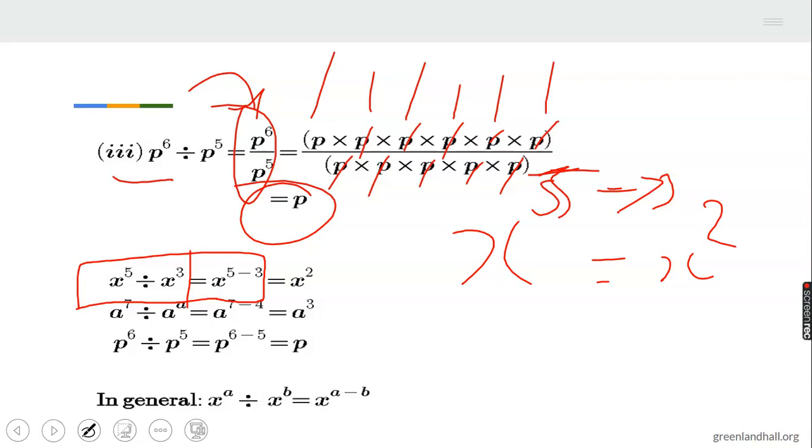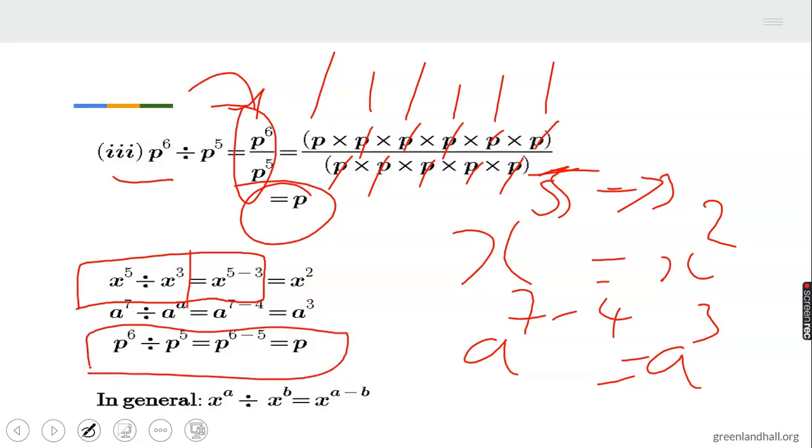Look at what we did here also. a raised to the power 7 divided by a raised to the power 4. Then you subtract their powers: 7 minus 4 equals a raised to the power 3. The same thing applies here. In general, x raised to the power a divided by x raised to the power b will be equal to x raised to the power a minus b. That is, when you have two indices, you subtract their powers to get the value of the division.